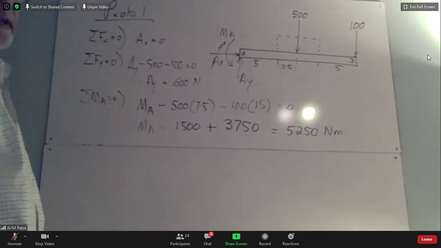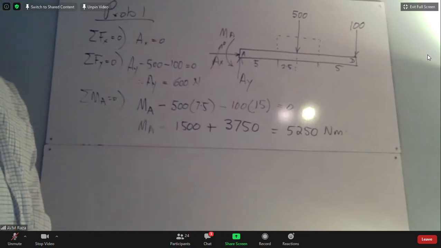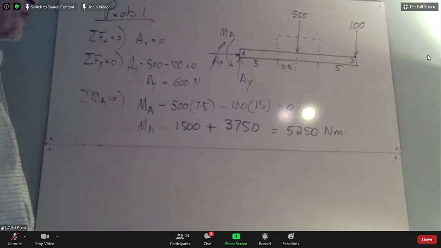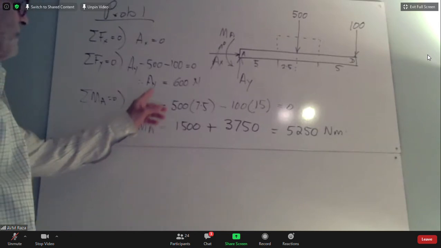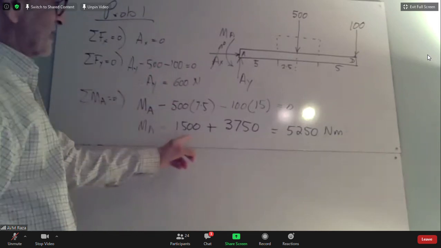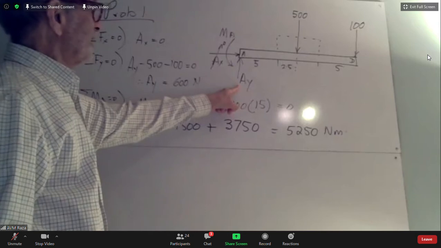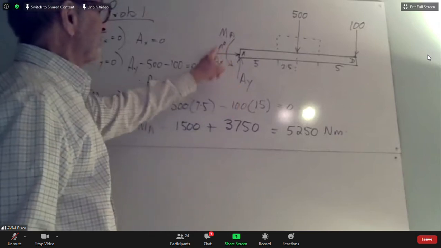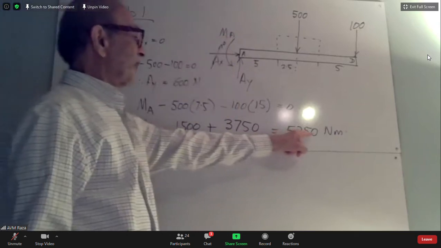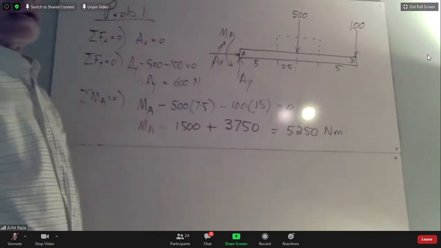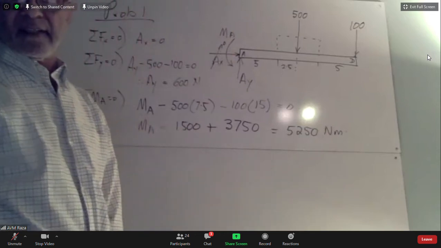So the first step in these problems is to find the support reactions. And I have managed to find the support reactions now. The support reactions are AY is 600 newtons and AX is 0, MA is 5250 Newton meters. Everybody good with this? This is step 1.